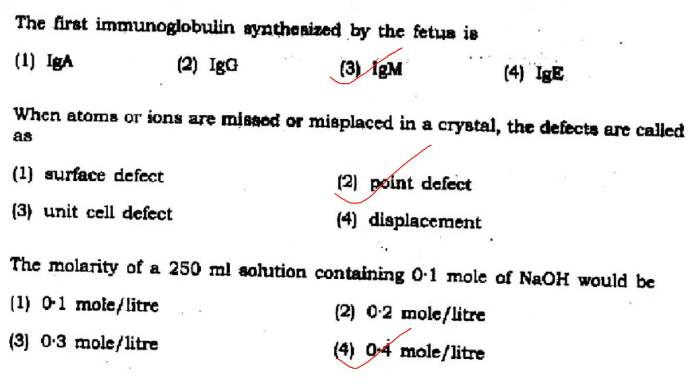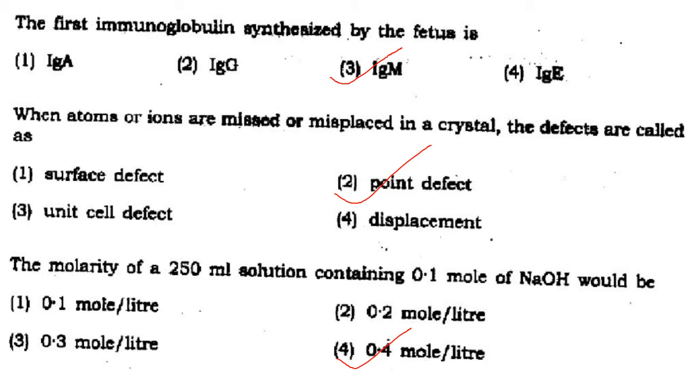The first immunoglobulin synthesized by the fetus is option 1 IgA, 2 IgG, 3 IgM, 4 IgE. Answer is 3 IgM. When atoms or ions are missed or misplaced in a crystal, the defects are called option 1 surface defect, 2 point defect, 3 unit cell defect and 4 displacement. Answer is point defect.